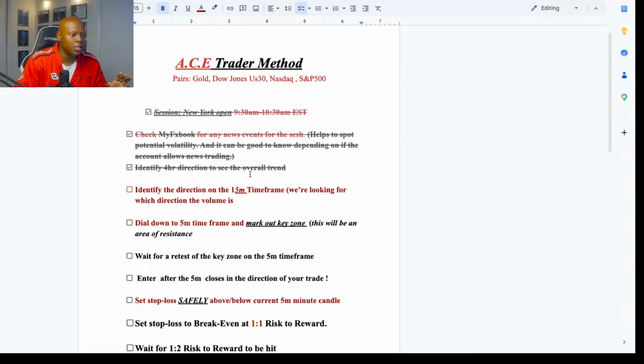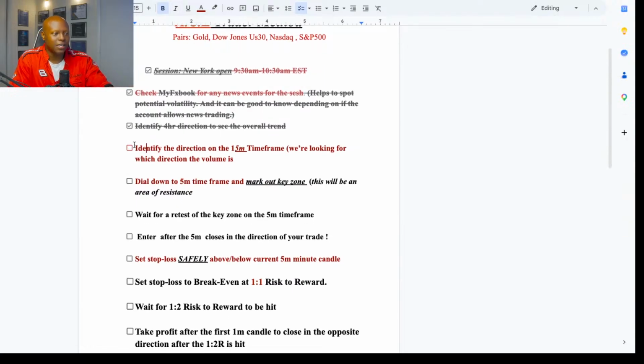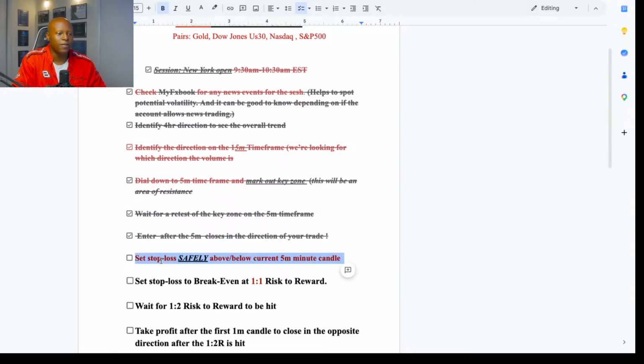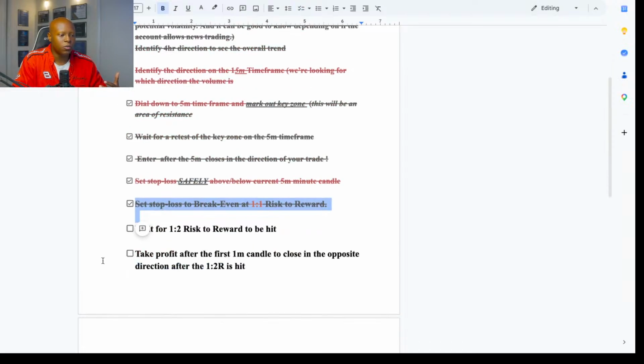Everything that we did follows this step-by-step checklist that we go through, right? It follows this exact step-by-step checklist. Identify your 15-minute direction. Dial down to your 5-minute time frame. Mark out your key zones. Wait for the retest of your key zones. We waited for our retest. We entered after the first 5-minute candle in the direction of our trade. We set our stop loss above that 5-minute candle. We set our stop loss to break even at a 1-to-1 risk to reward. We went ahead and waited for that 1 to 2 risk to reward to be hit.